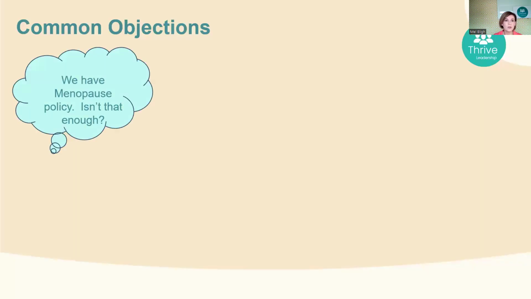So if we come back to our common objections, we've got a menopause policy. Isn't that enough? It's really not. A menopause policy is a great start, but actually what's more important is we adopt the right behaviour as organisations. So we help our leaders understand menopause, but also what their role is. We help them have the right conversations with their people so that they're not at risk. And so people do feel supported and feel psychologically safe.